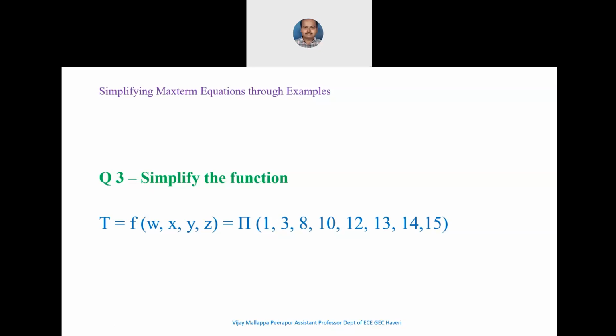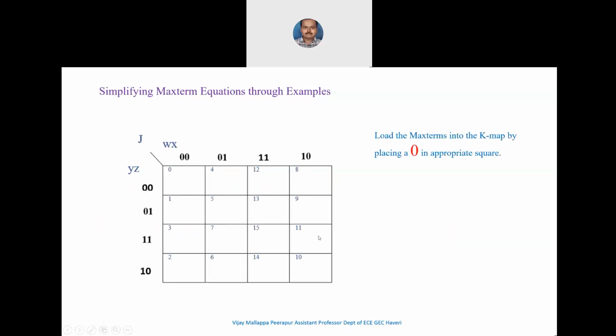The max terms are given to us, right? Accordingly, load the values into the appropriate squares as logic 0 because all these are max terms: 1, 3, 8, 10, 12, 13, 14, and 15. Everyone draw the four variable K-map. The input variables are W, X, Y, and Z. W is the most significant variable and Z is the least significant variable, right?